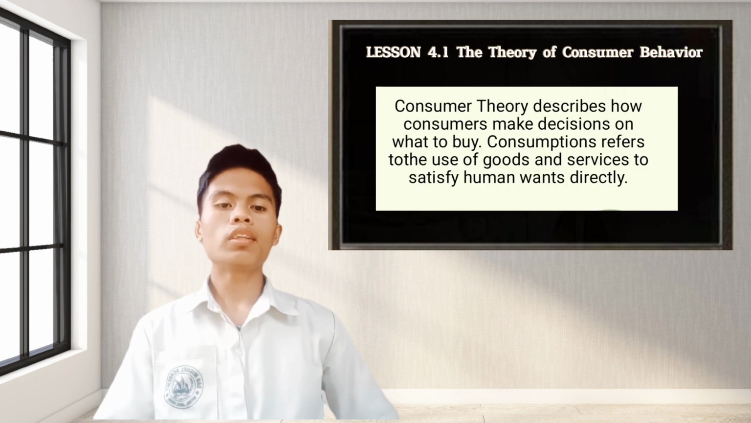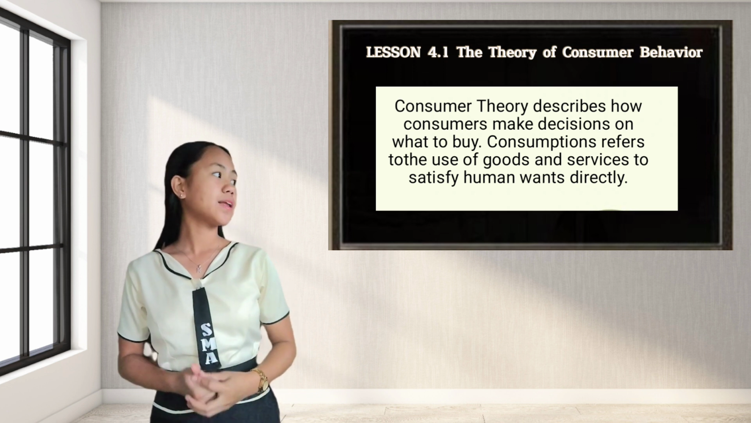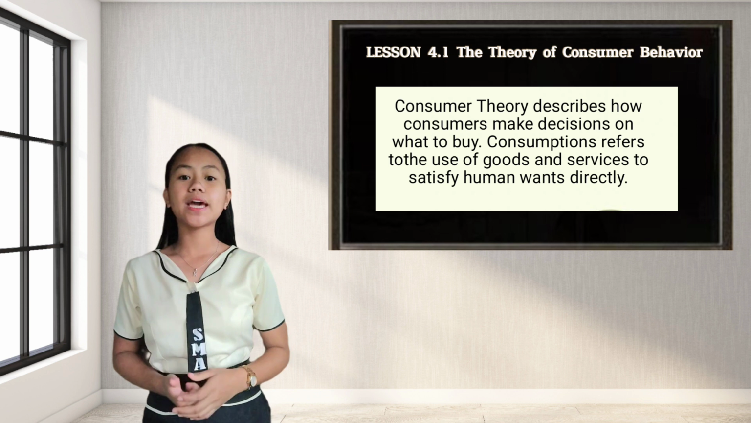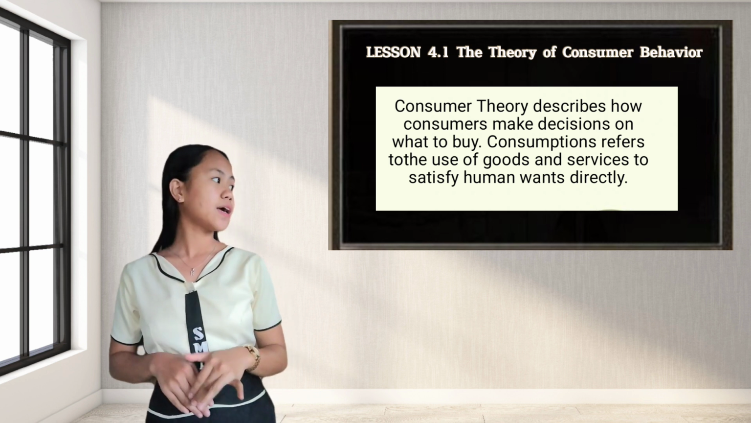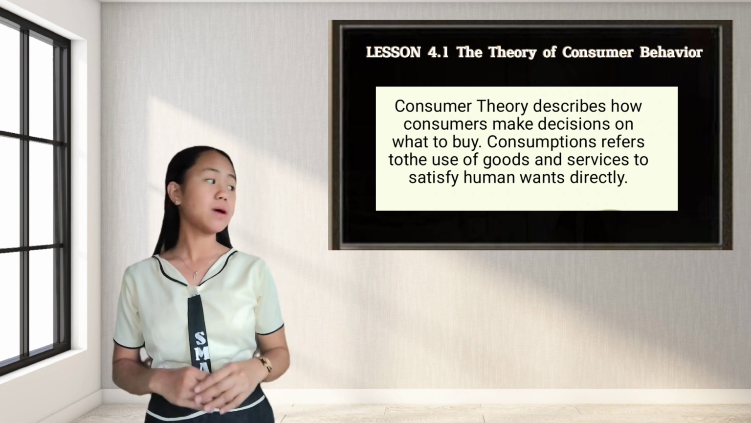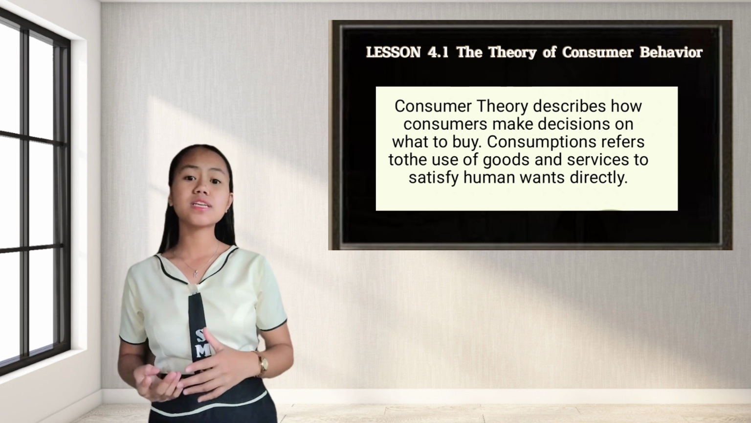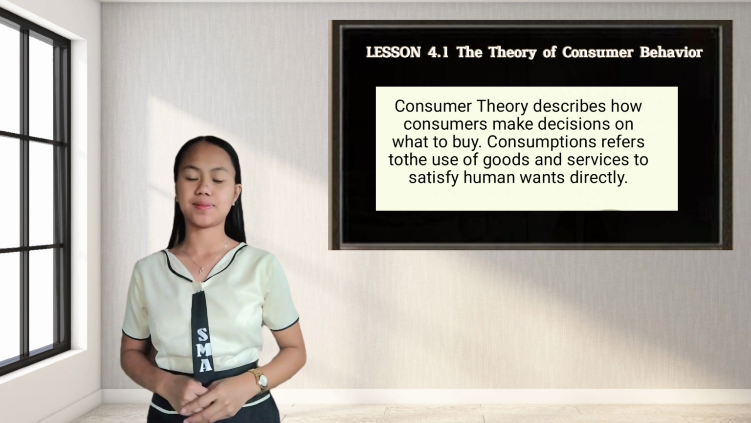Consumer theory describes how consumers make decisions on what to buy. Consumption refers to the use of goods and services to satisfy human wants directly. The theory of human behavior. So when we say consumer theory, it describes how a consumer decides what to buy. While when we say consumption, it is how products are used to satisfy human wants directly.